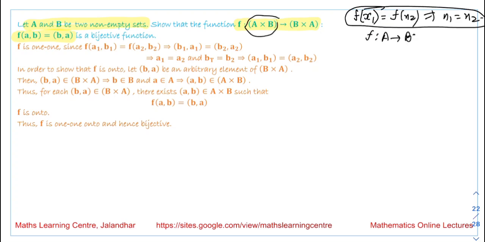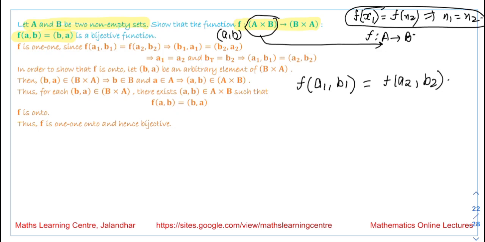This thing we proved when we had the function defined from A to B. Now the domain of this function is A cross B. So we are saying the elements of A cross B will be of the form (a, b). So we are considering the function f such that f(a1, b1) is equal to f(a2, b2). In place of x, now we have the element a1.